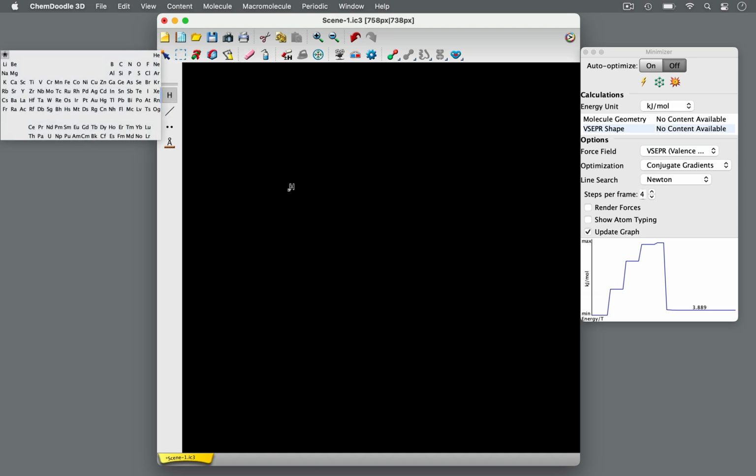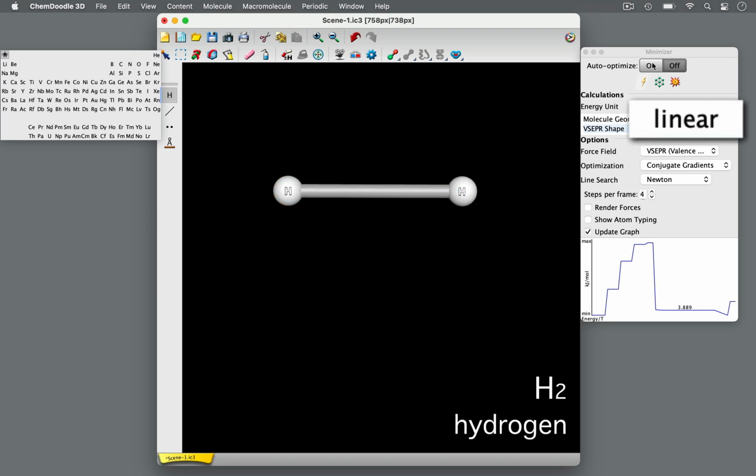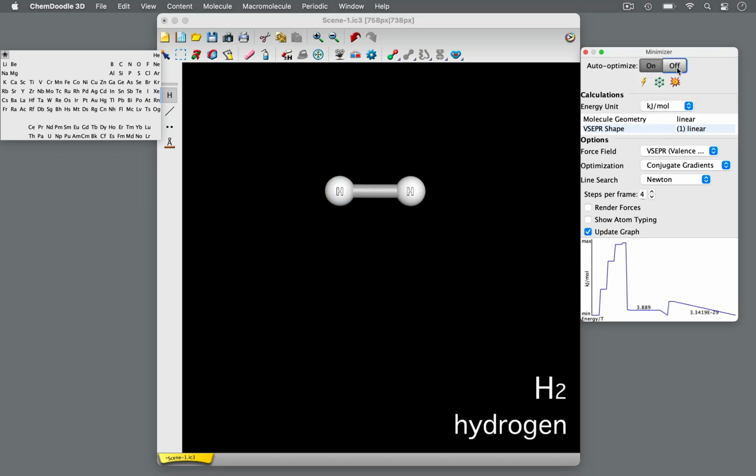Let's start with hydrogen gas. Consider one hydrogen atom as a central atom with another hydrogen atom bonded to it. This molecule forms a linear shape. The atoms are in a line.